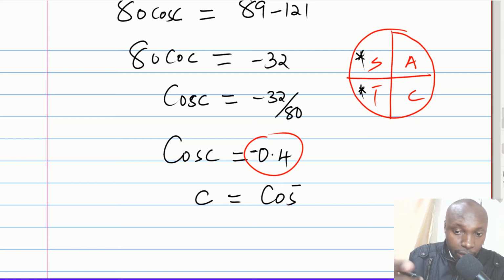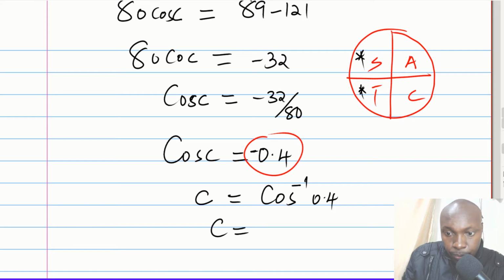We shall not get the cosine inverse of negative 0.4. Let us just get the cosine inverse of 0.4. The negative sign has already shown us where the angle is. The angle will be either in the second quadrant or the third quadrant, but since this angle is obtuse, it will be in the second quadrant.